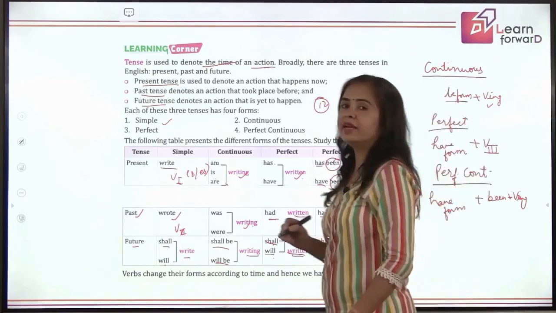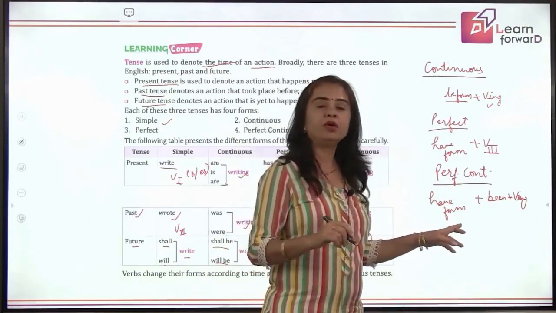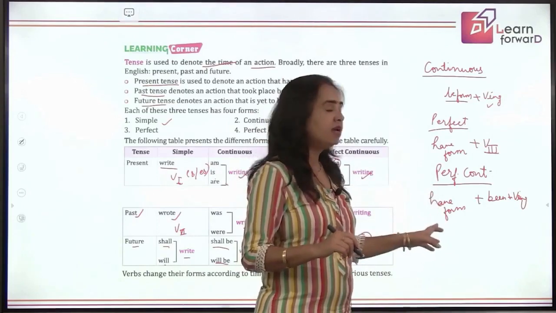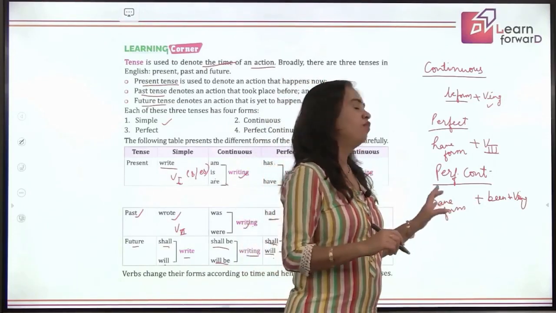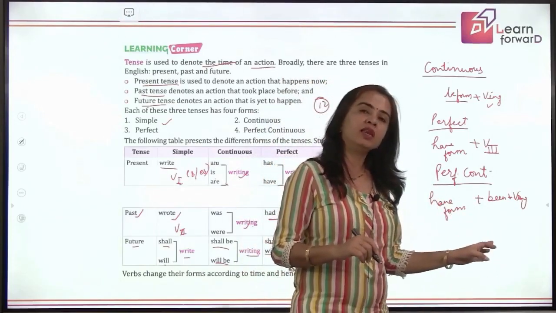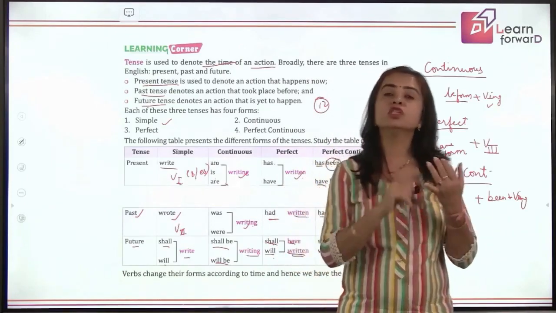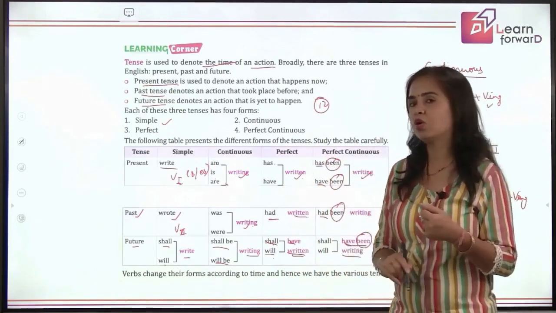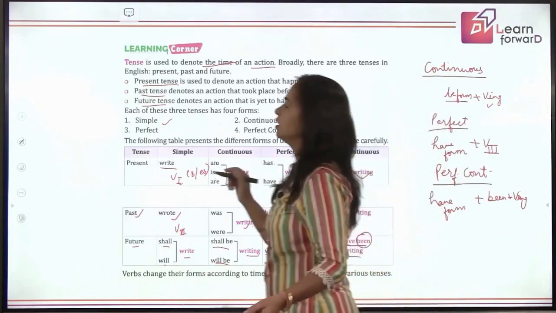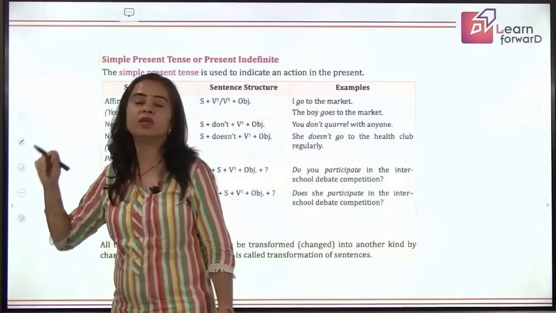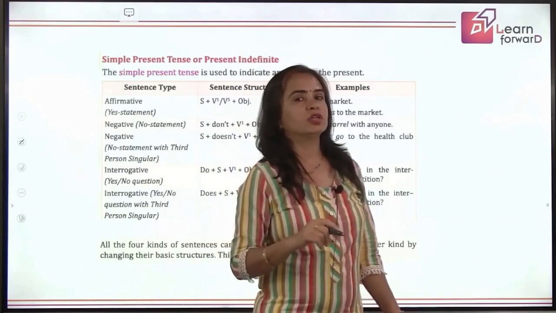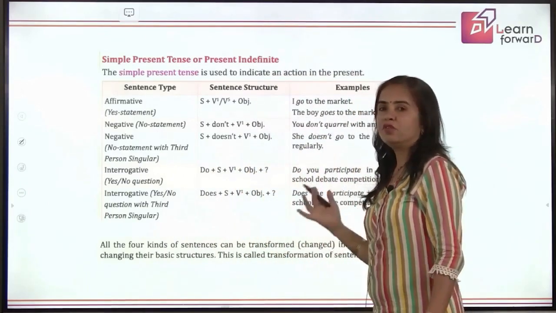So what you get is has been doing, have been doing in present, had been doing in past, and will have, shall have been doing in future tense. That's it. Future perfect continuous we are talking about in this. So this was in a nutshell, and I'm sure this is going to help you in learning the verb structure for all the different tenses.